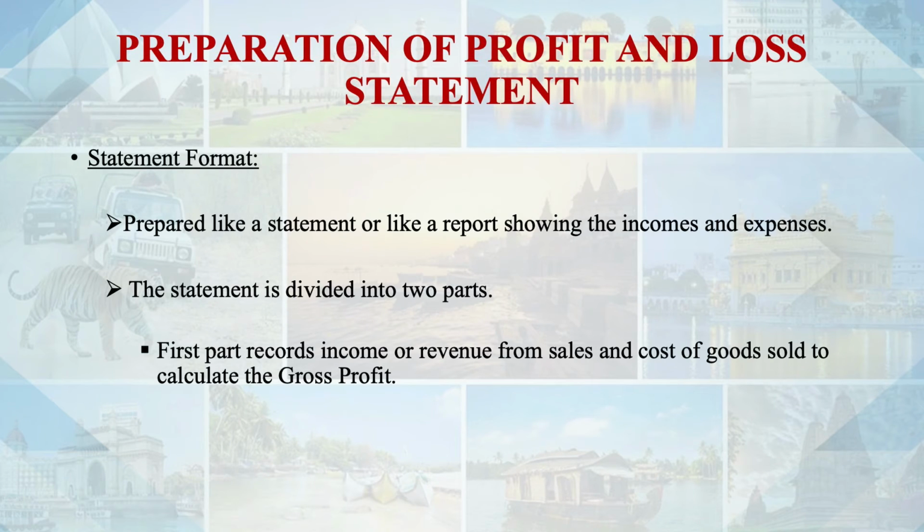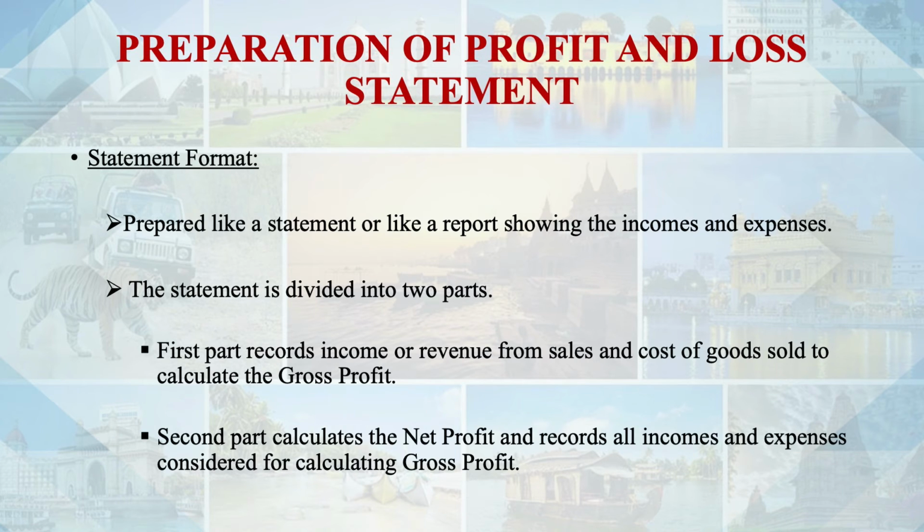So similarly, as we have done in the profit and loss account, when we calculate the gross profit, we will record the incomes or the revenue from the sales, and then we deduct the direct expenses, that is the cost of goods sold, and then we calculate the gross profit. Then once we get the gross profit, we calculate the net profit. How do we calculate it? We deduct all the other expenses from my gross profit, and I will add all the other incomes, and then I will get my net profit.